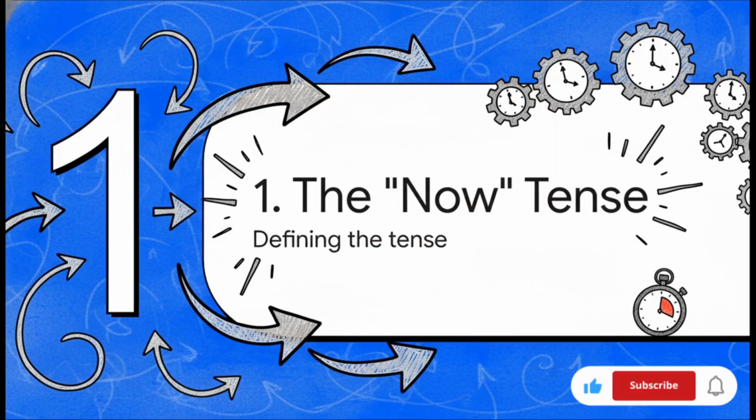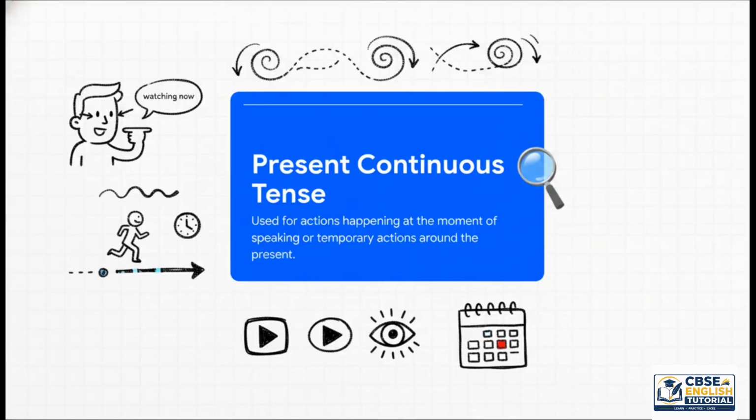Let's put a name to this thing. I like to call it the now tense, and for a very good reason. Its main job is to describe what's happening in the present moment. So the official definition basically boils down to two key jobs. First, it's for actions that are happening at the exact moment you're speaking, like you watching this right now. And second, it's for temporary things happening around the present, stuff that's in progress but isn't going to last forever.